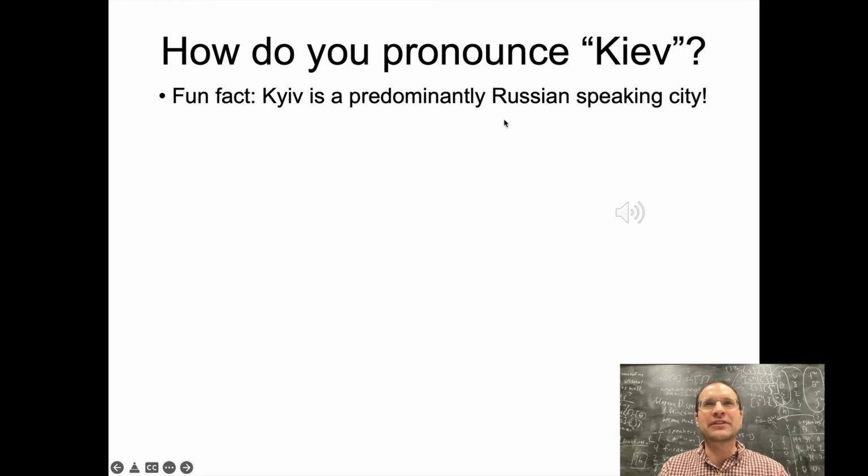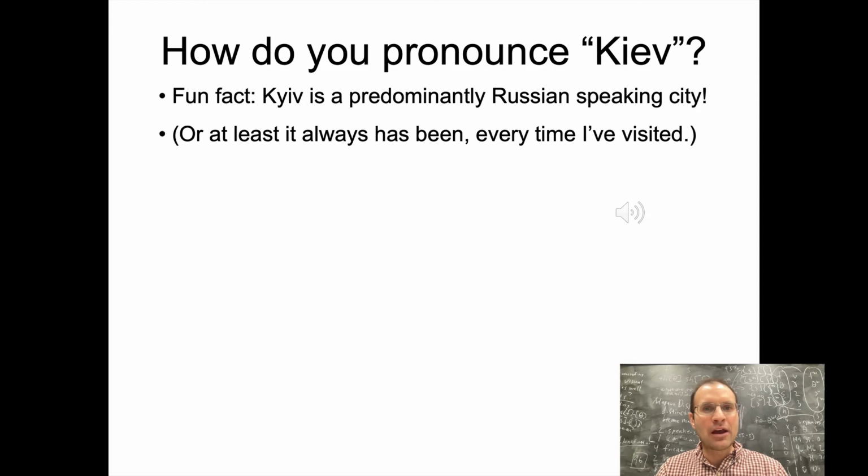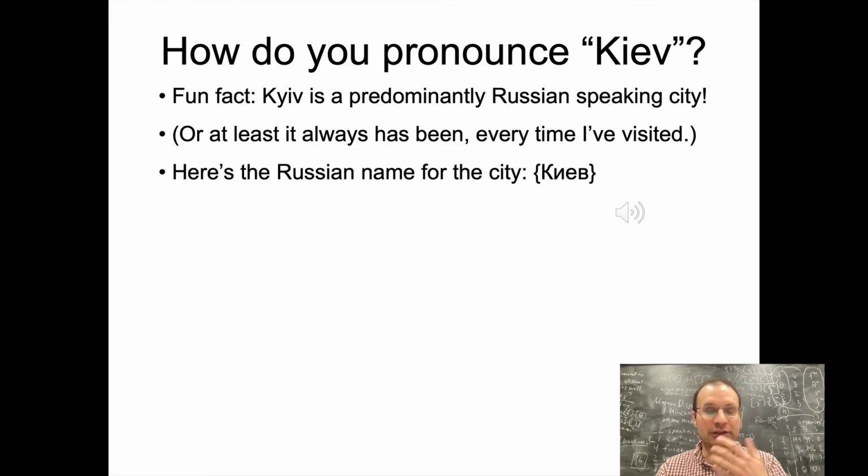So it's kind of a funny fact that the people in the capital of Ukraine would speak Russian rather than Ukrainian. There are interesting historical reasons for that, which I think I will make another video to talk about. But for now, I'll just say that this might be changing, I think, given the current situation with Russia attacking Ukraine, but there are a lot of Russian speakers in Ukraine. And if you are speaking Russian, then this is the Russian name for the city. It's written like this in the Russian version of the Cyrillic alphabet.